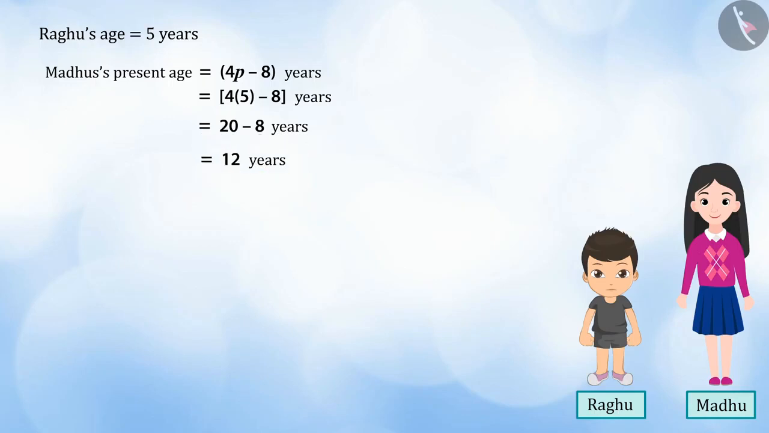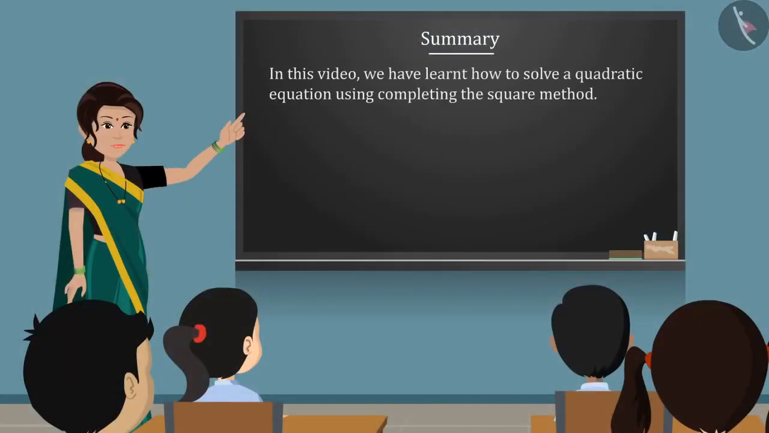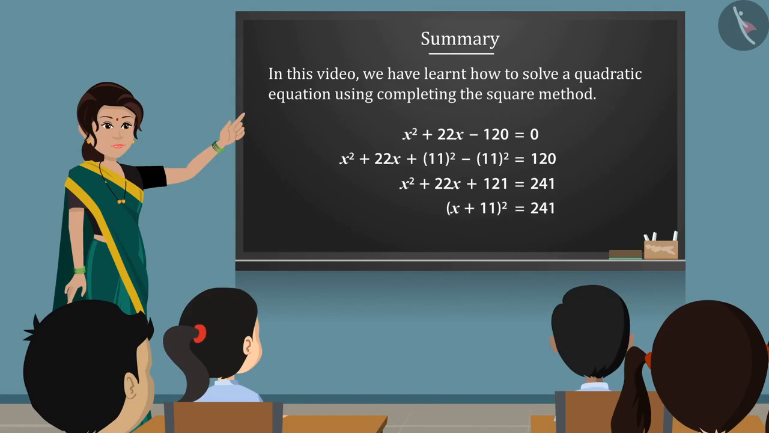The method which we have used to find the age of Raghu and Madhu is called completing the square method. In this video, we have learned how to solve a quadratic equation using completing the square method. In the next video, we shall see the common mistakes that are made while solving such equations.